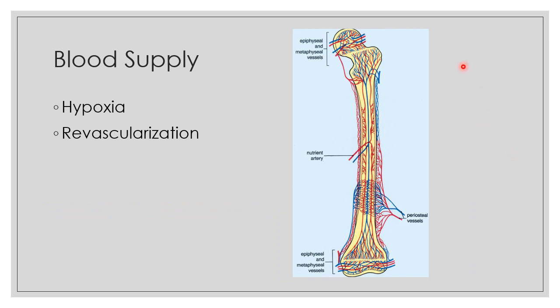So, another factor in bone healing is blood supply. So, the central role of vasculature, as we see in this picture, you can see a lot of blood supply either coming from your periosteal vessels, you have your epiphyseal and metaphyseal vessels, as well as your nutrient arteries.